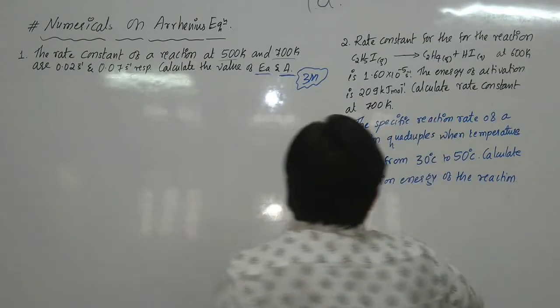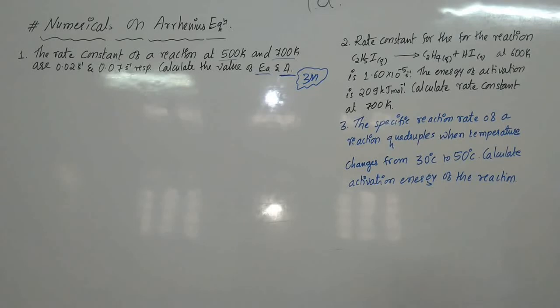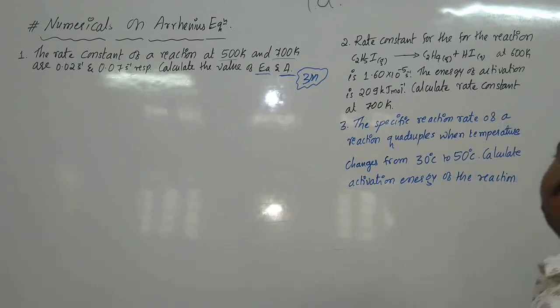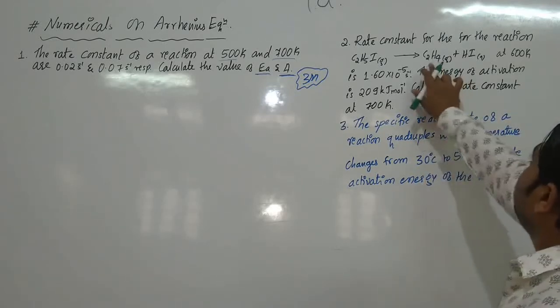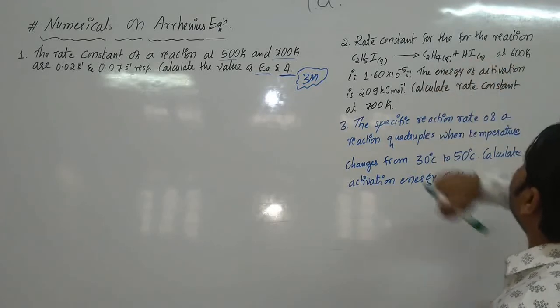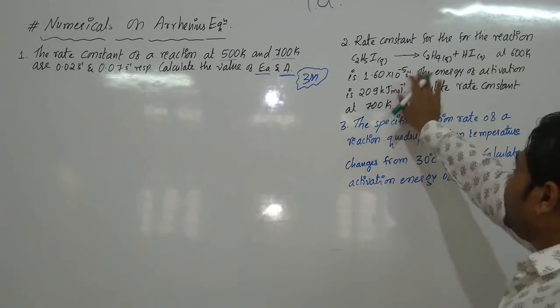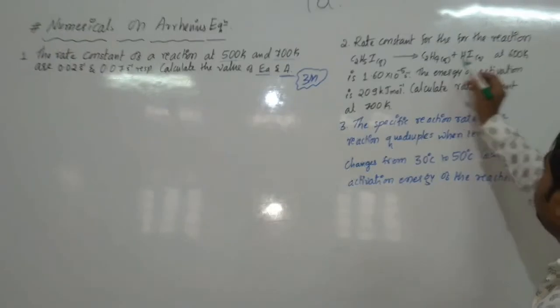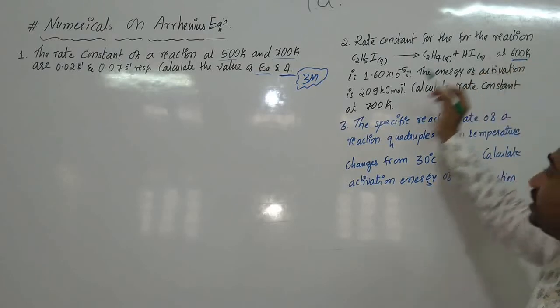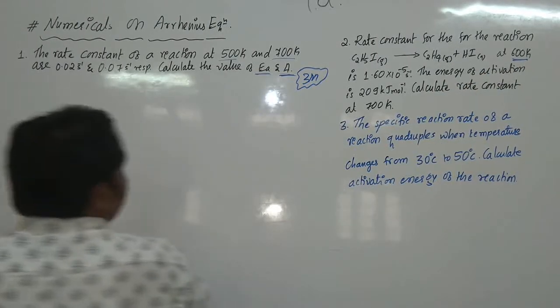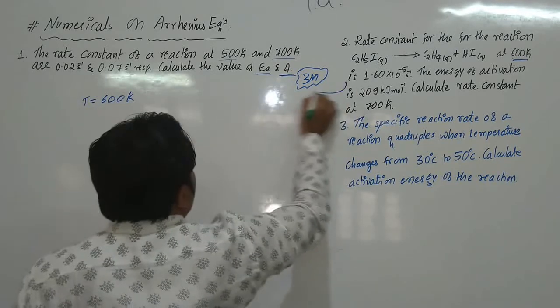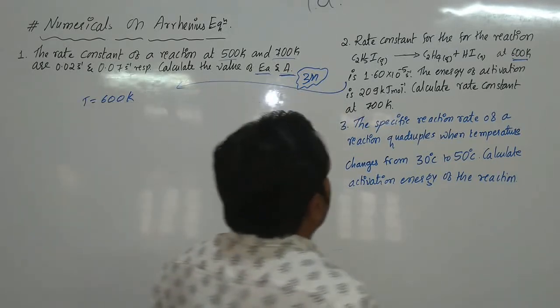Okay, the second one is the rate constant for the reaction. Which reaction is it? Ethyl iodide giving ethane and hydrogen iodide. This reaction is a decomposition reaction. This is an example of a decomposition reaction. Here this reaction is taking place at 600 Kelvin. T is equal to how much? 600 Kelvin. I am solving this problem now. T is equal to 600 Kelvin.